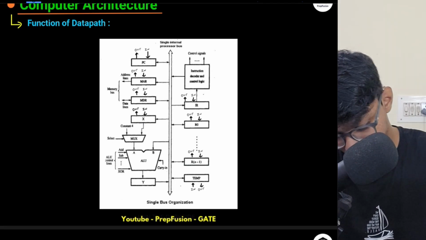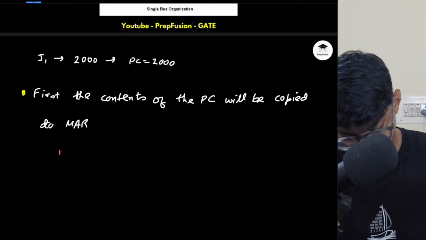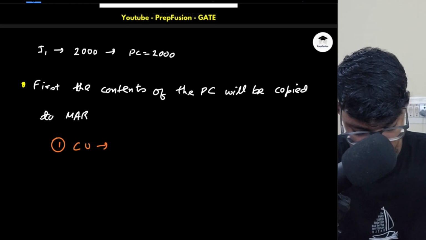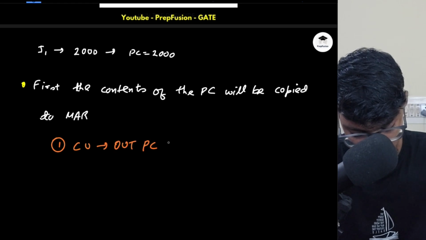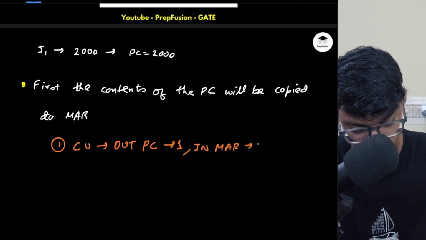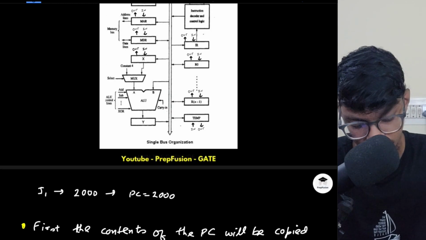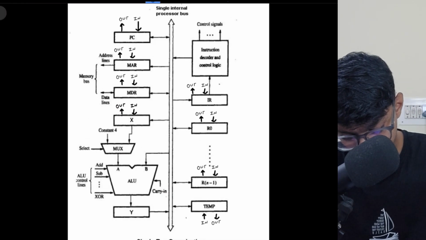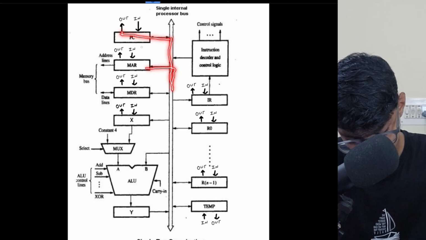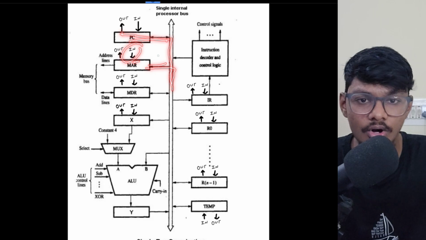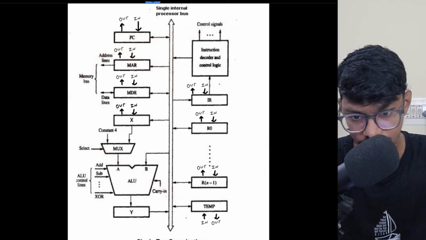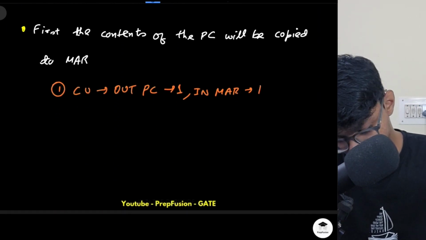In step 1, the CU will make the out of PC to be 1 and the in of the memory address register to be 1. All the other bits will be 0. So data will go out from the PC on the common system bus and it will go to the memory address register, as in is on for the memory address register and out is on for the PC. This is the data path. Next, what will happen?